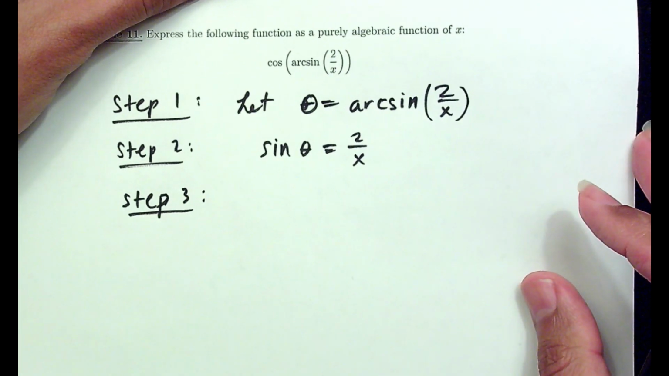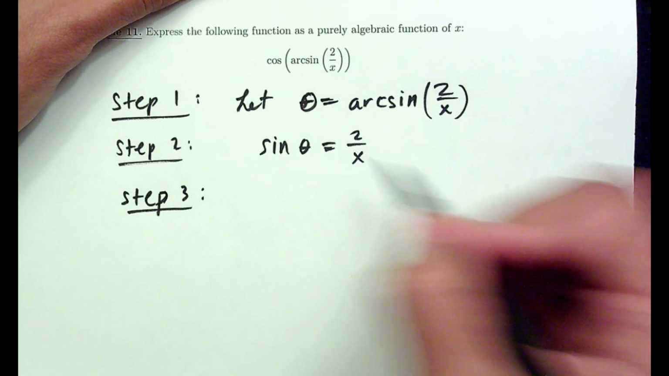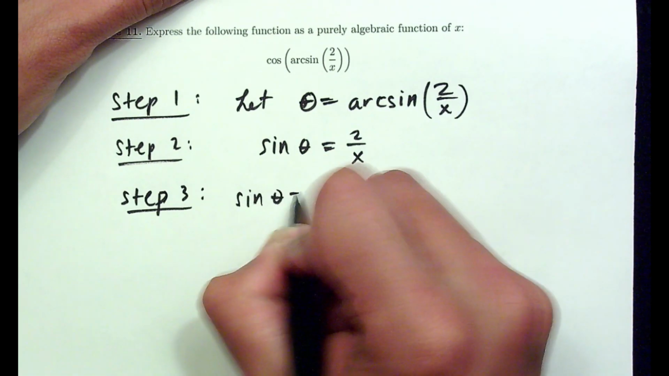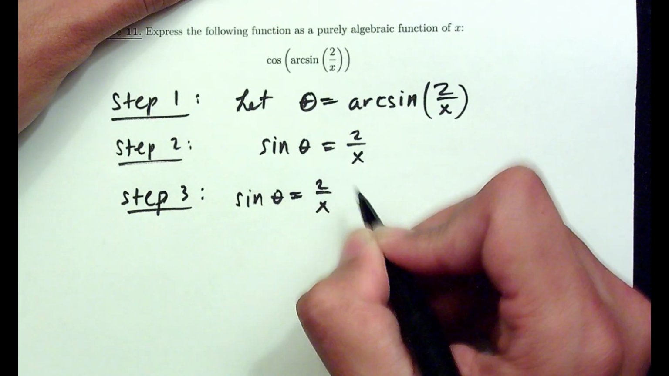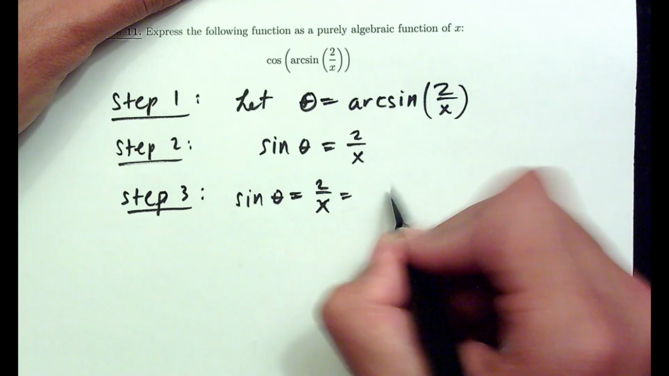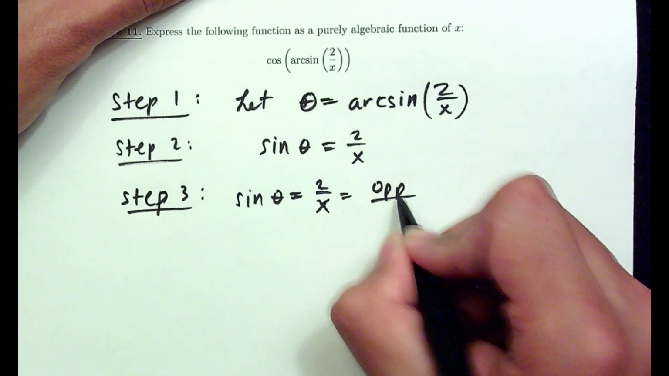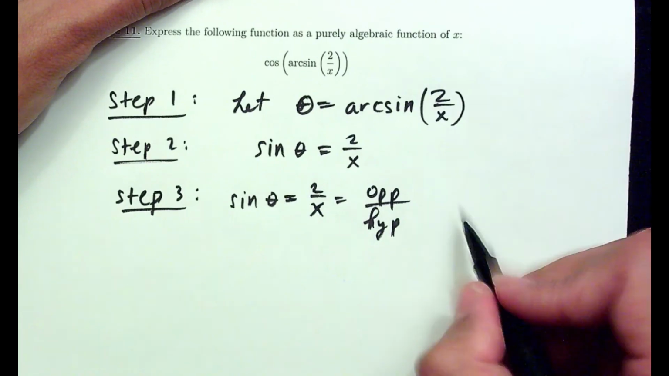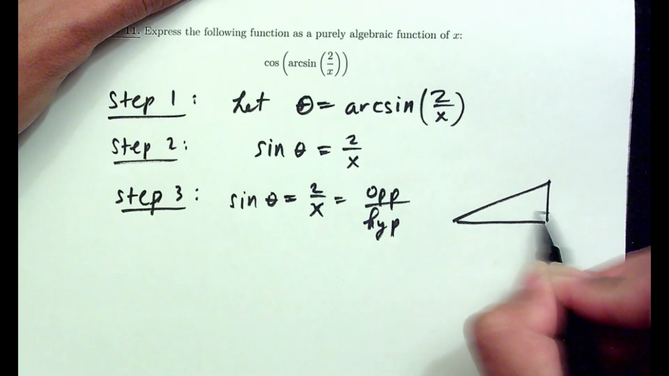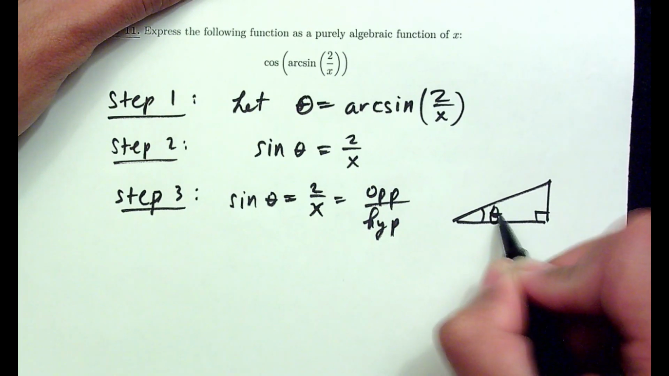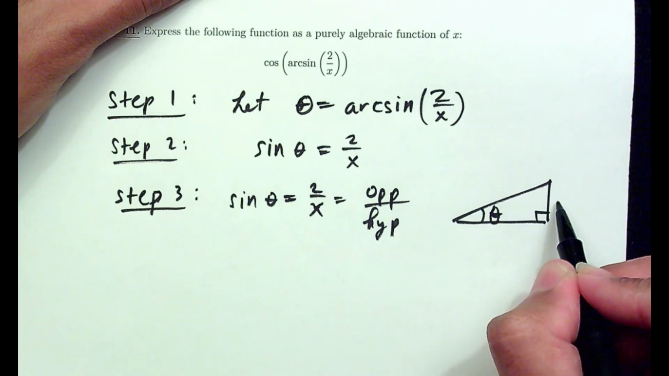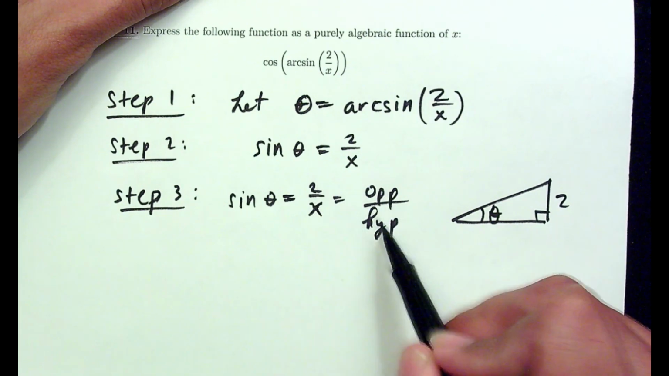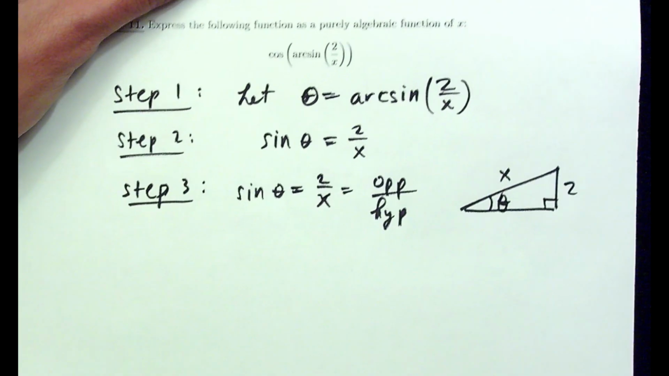All right, third step is reinterpret this equation using SOHCAHTOA and a right triangle. So this is sine of theta equals 2 over x. SOHCAHTOA tells me that this is opposite over hypotenuse. So that allows us to draw a right triangle real quick here. If this is theta, the opposite of that is 2. Opposite is 2, hypotenuse is x. So the triangle looks like that.